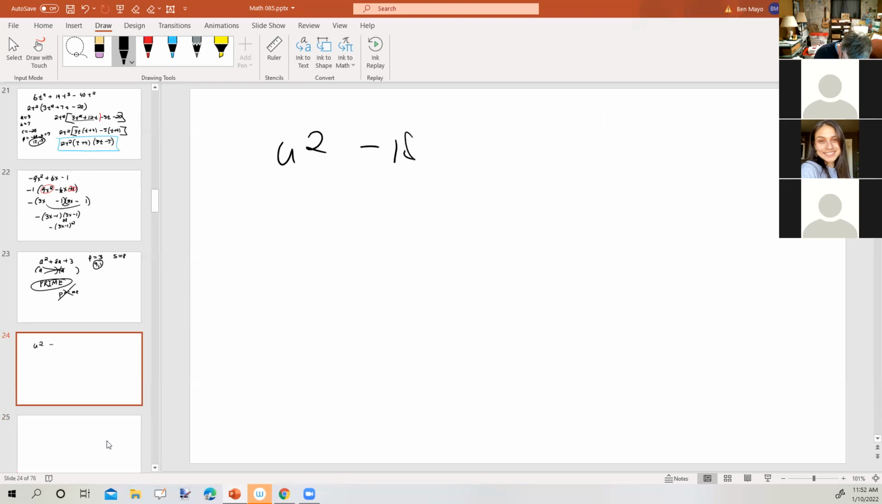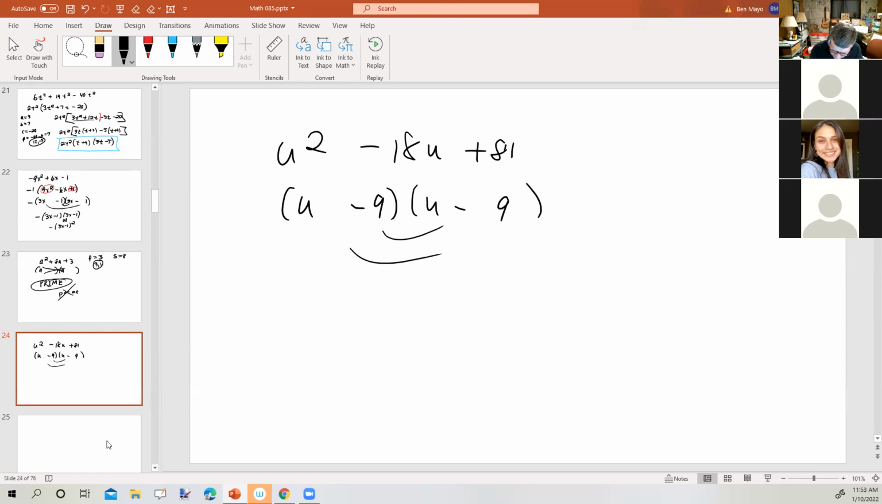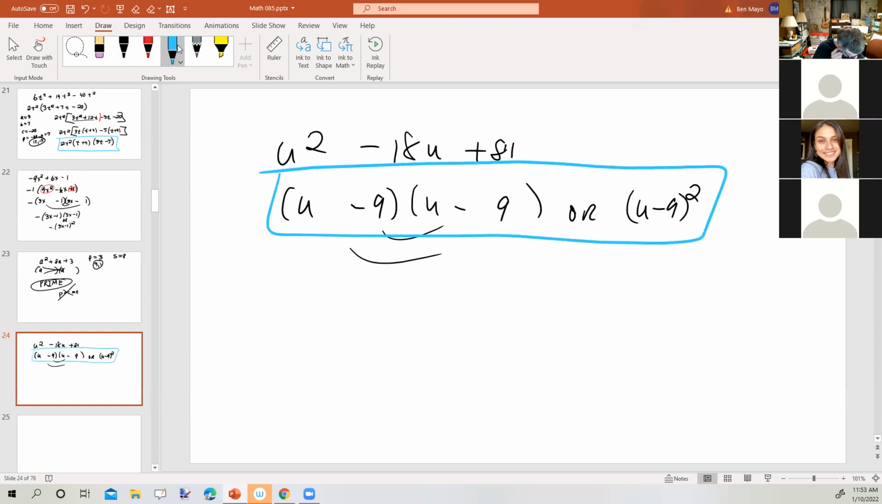u squared minus 18u plus 81. That's a trinomial. It's in standard form. There's no greatest common factor. Oh, it has a square up front plus a square at the rear. So let's see if this is a perfect square. You'd have to have a minus. That would give you minus 18u in the middle. So that or that, either of those would be the correct answer.